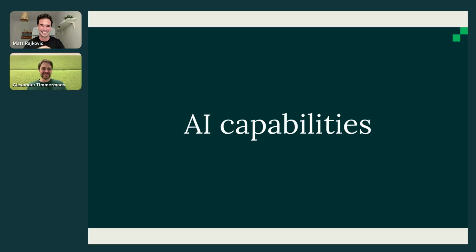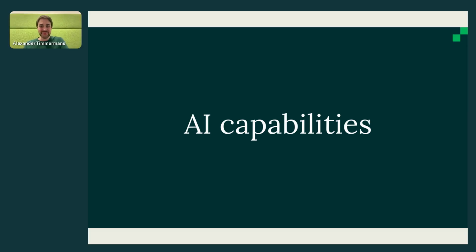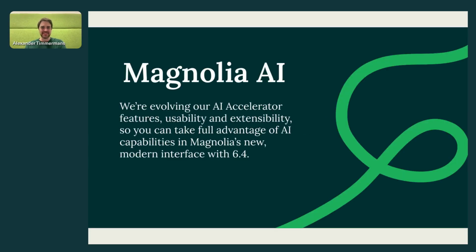Hey, Alex. Hi, Matt. And Alex is going to guide you through what Magnolia 6.4 is bringing that's new when it comes to AI features and capabilities. Go ahead, mate. Yeah, great to be here. Thanks for having me here. I'm going to talk to you a little bit through the topic of AI capabilities.